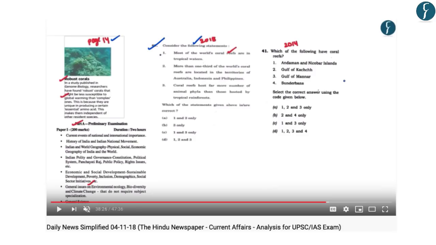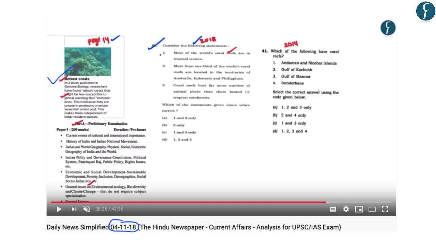Now this impact of global warming on the coral reefs was covered in various DNS videos, in which some of the important researches on coral reefs have been discussed, mainly because such articles were in the news in the past one year. For example, the DNS of 4th November 2018 had an article related to robust corals, and these robust corals have a unique characteristic: they are able to produce their own amino acids, and that is why they are less vulnerable to the impact of global warming.